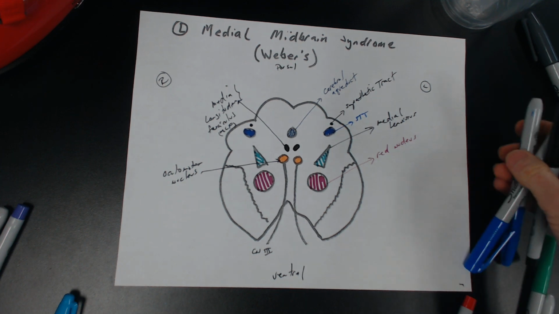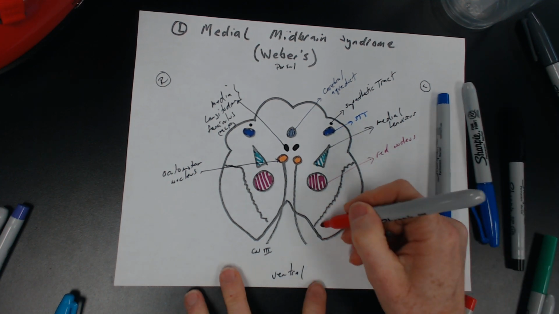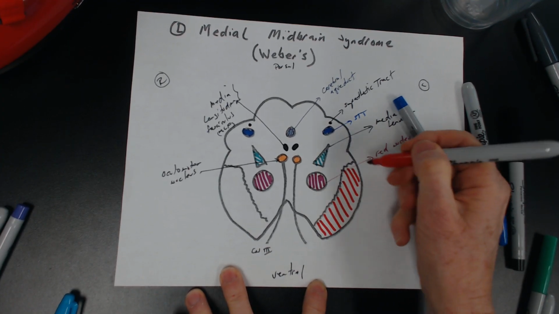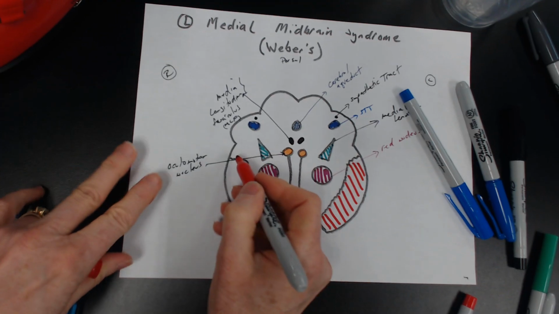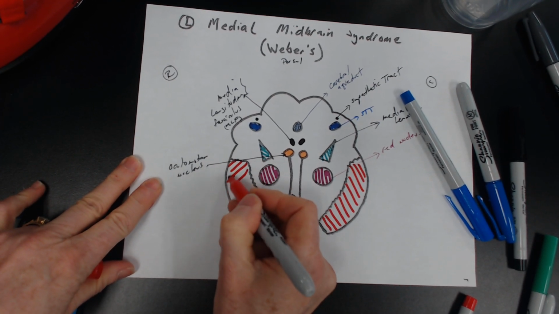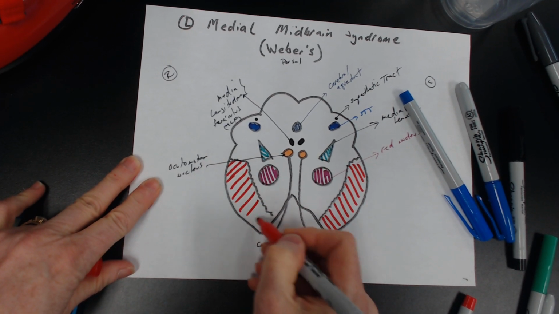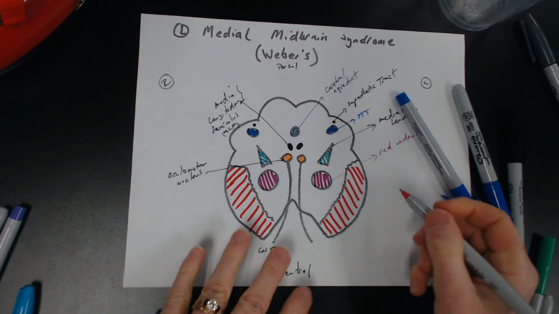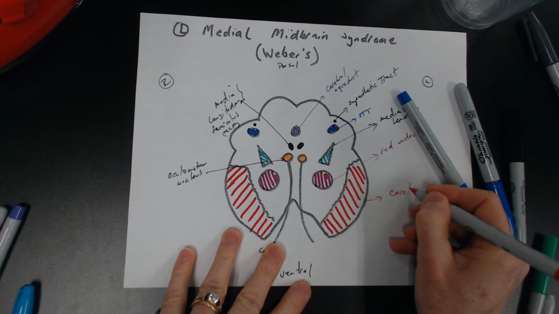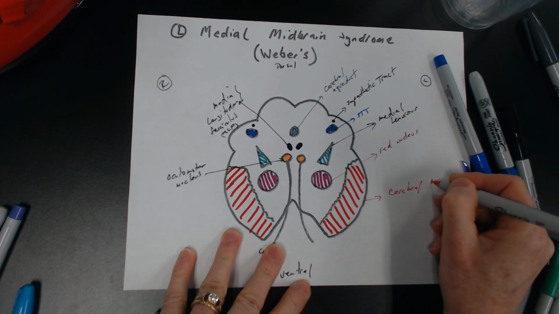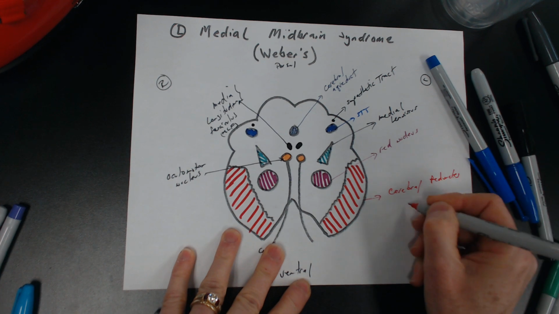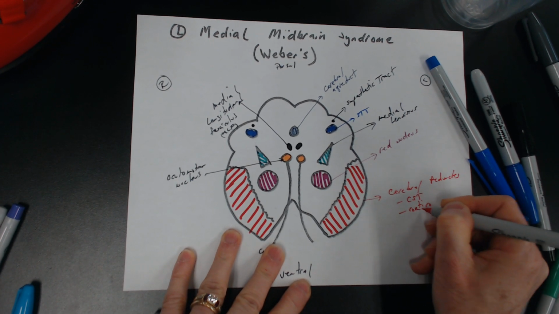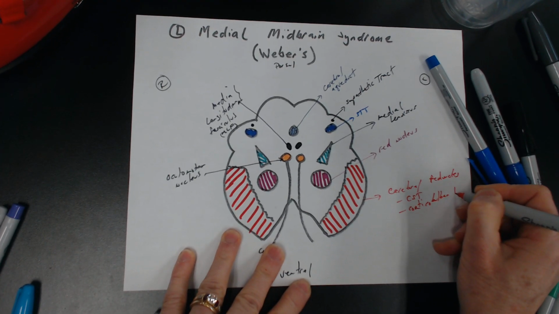One more big one, these are most ventral. Great, big, and huge. These are your cerebral peduncles that are composed of both your corticospinal and your corticobulbar tracts. So this is your cerebral peduncles, CST and your corticobulbar tracts.